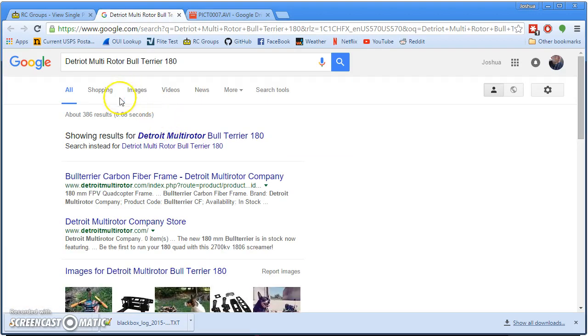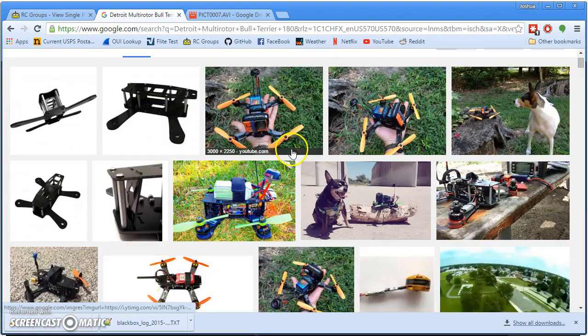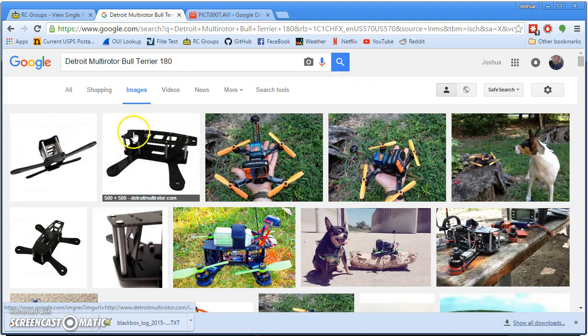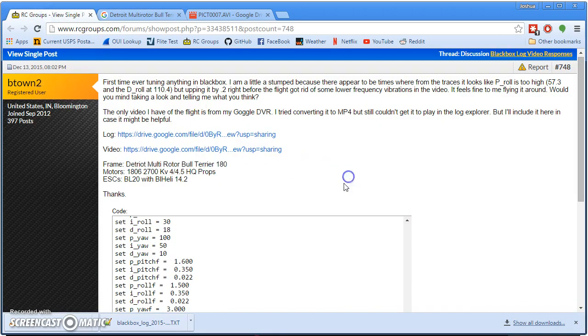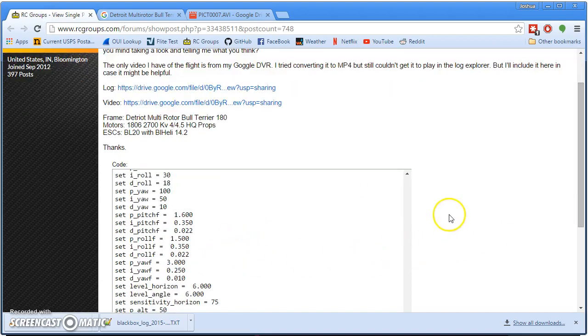Let's take a quick look at your frame and see how symmetrical it is. Okay, so yeah, this is not like an X frame, and your weight is definitely more spread out along the pitch axis than the roll axis. And as a result, you're almost certainly going to need higher pitch P gain than roll P gain.